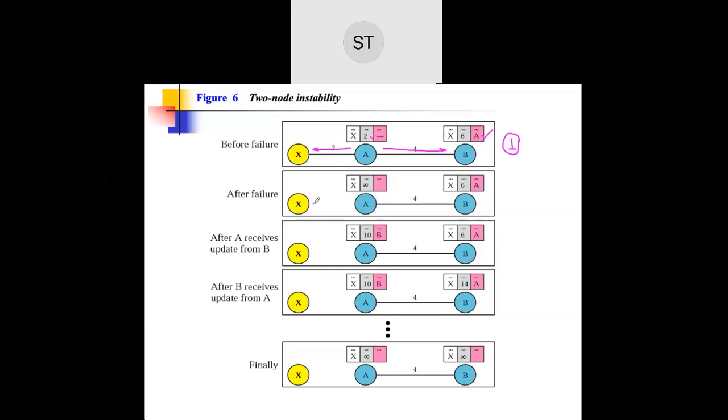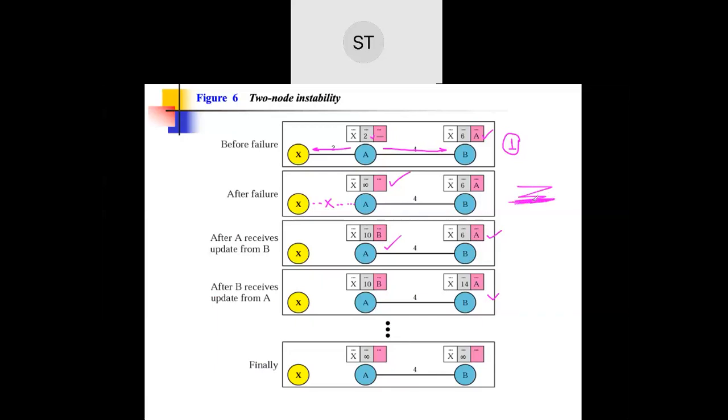Now the problem is this link has broken. So A will put the entry as infinite. But what B found is that it is connected through A at distance 6. So B will update the entry, then again it will update the entry, then again it will update. This particular thing is called looping.